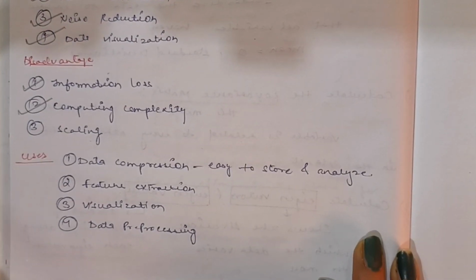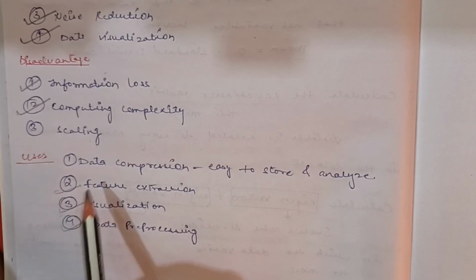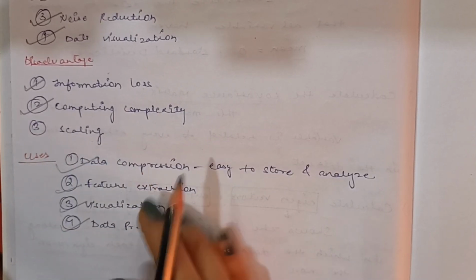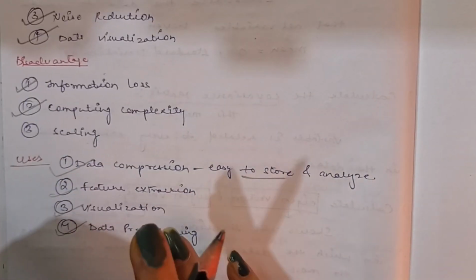What can be the uses of PCA? That is feature extraction, visualization, data pre-processing, data compression, which is by having compressed data, it will be easy to store and analyze those data.